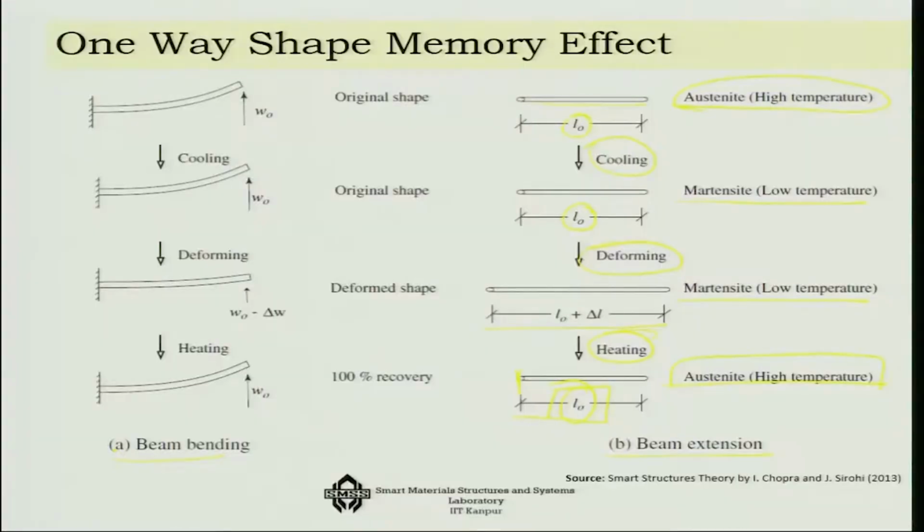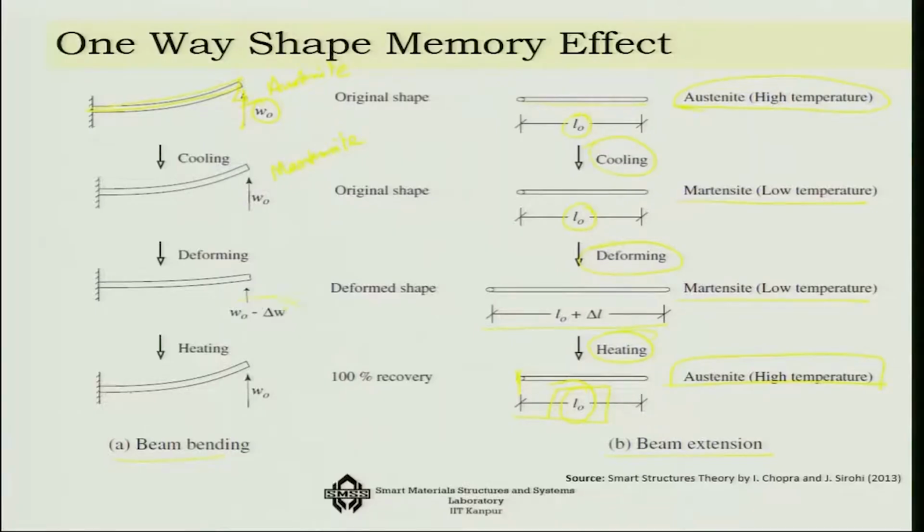What happens in terms of bending? Pretty much similar. Suppose I have a particular beam here which is deformed due to some kind of external loading. Now it is at the austenite phase to begin with. Now I am cooling it. As I cool it, there will be no change. As I told you, this martensite is actually a twinned martensite state, so internal adjustment will be there, but there will be no change. The original shape will be there.